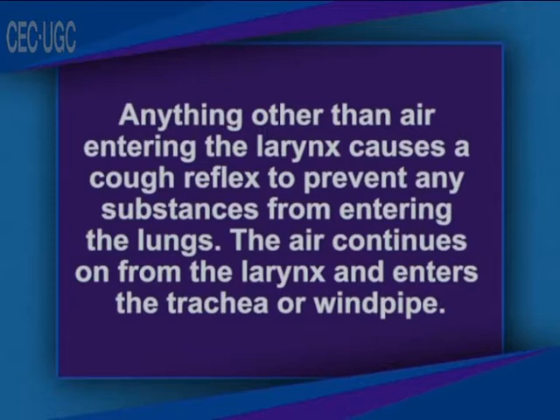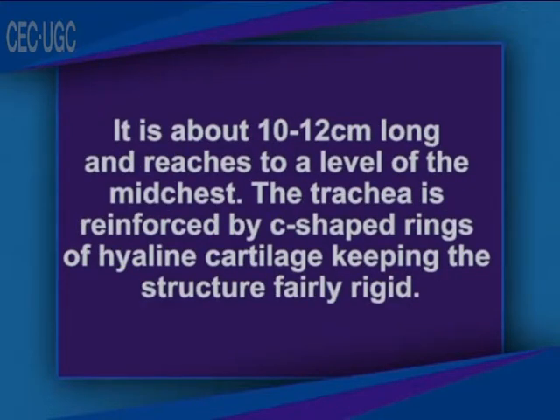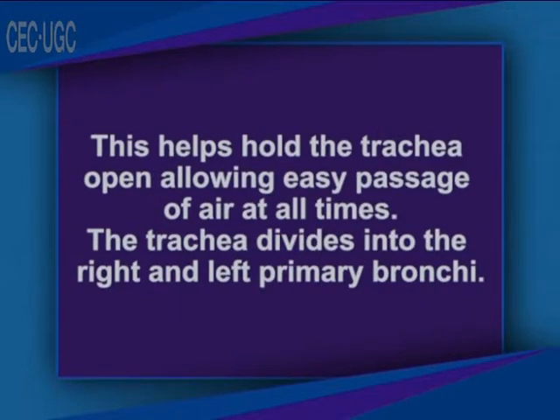The air continues on from the larynx and enters the trachea, or windpipe. It is about 10 to 12 cm long and reaches to the level of the mid-chest. The trachea is reinforced by C-shaped rings of hyaline cartilage, keeping the structure fairly rigid. This helps hold the trachea open, allowing easy passage of air at all times.